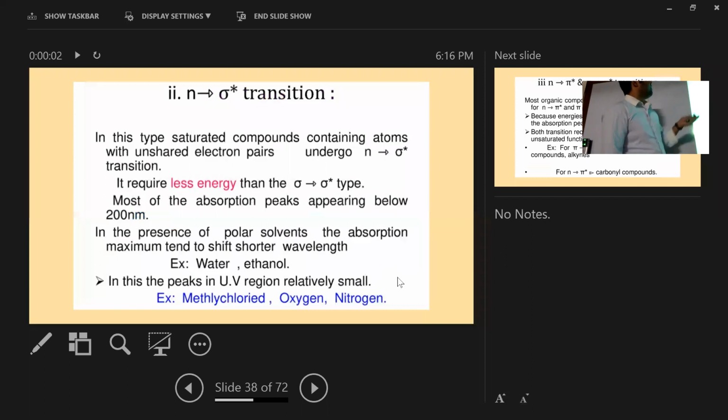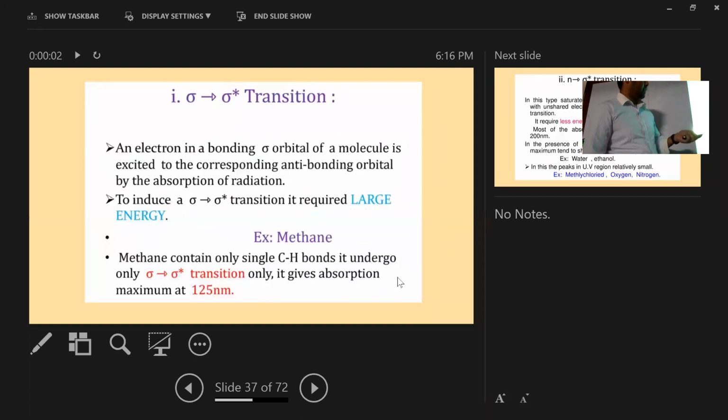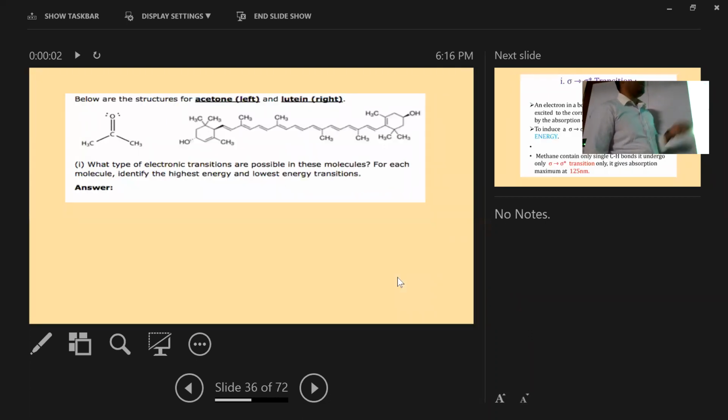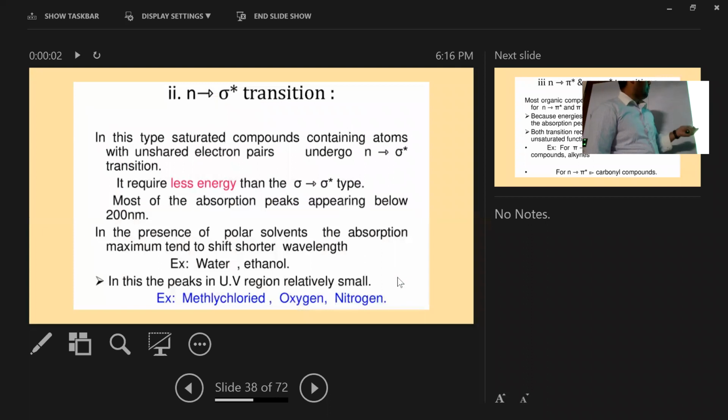Then n to sigma star, in saturated compounds containing atoms with unshared electron pairs. We have already seen this in the case of methane or the aldehyde, formaldehyde, which we drew previously. In that case, we may need around 200 nanometer. It requires less energy than the sigma to sigma star, because we have already shown in the graph that the largest is sigma to sigma star, and then n to pi star, and n to sigma star.